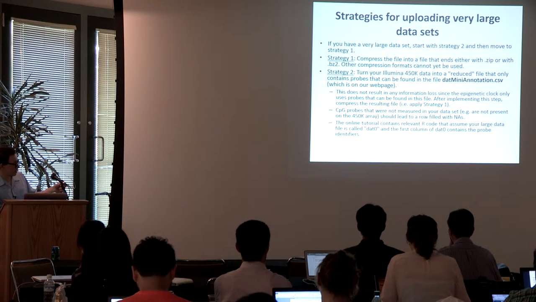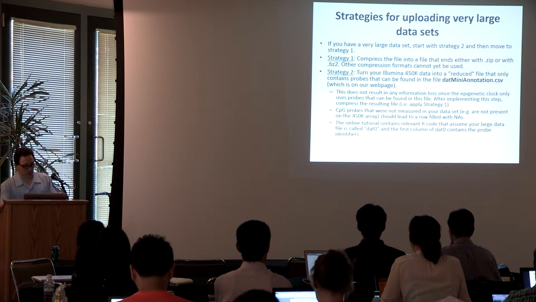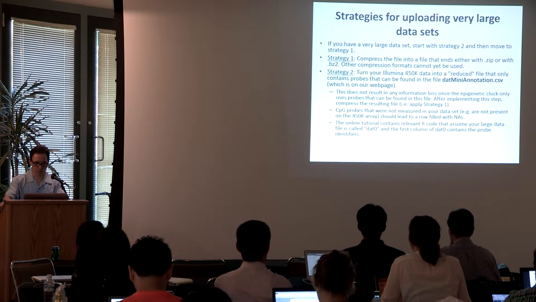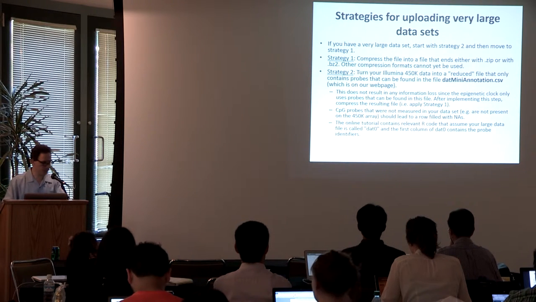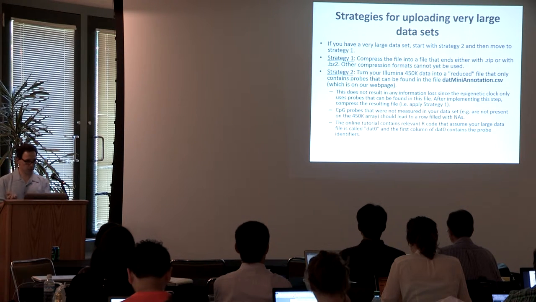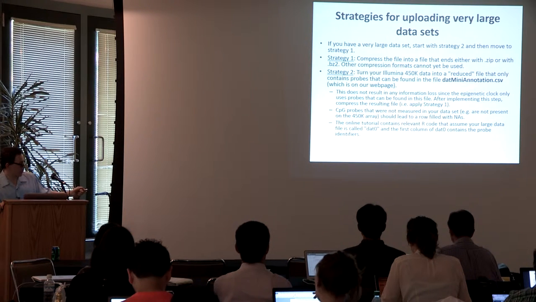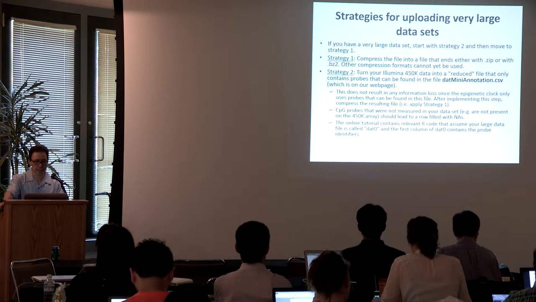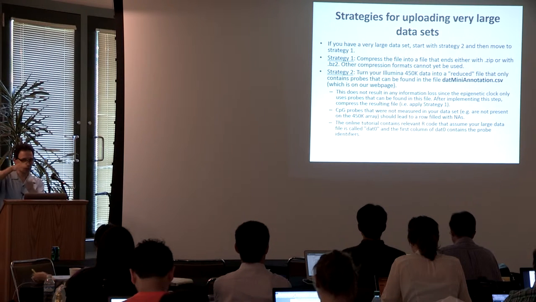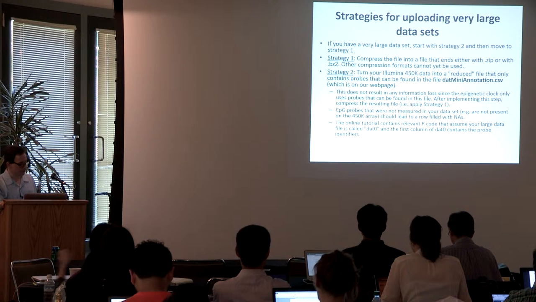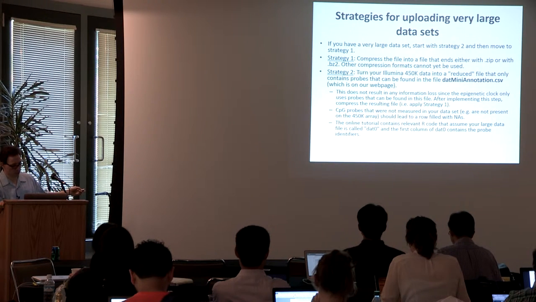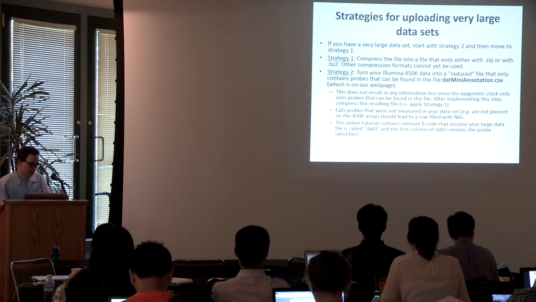Strategy number two is to not upload all 450K data. Remember, the array contains almost 500,000 markers. Turns out, though, the epigenetic clock only uses 28,000 of these markers. And these markers are specified in a file that you can find on our webpage, which is called mini-annotation for the CpGs. So in other words, restrict your CpGs to these 28,000 CpGs. Then, of course, once you have the resulting comma-delimited file, you zip it. And if you do it, you can easily upload 3,000 samples to the software.